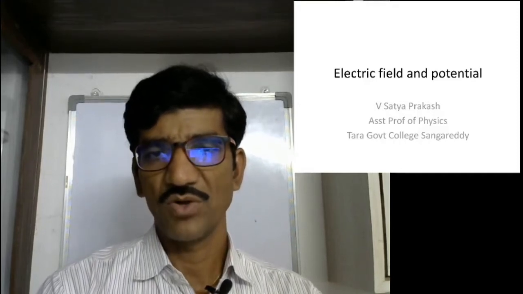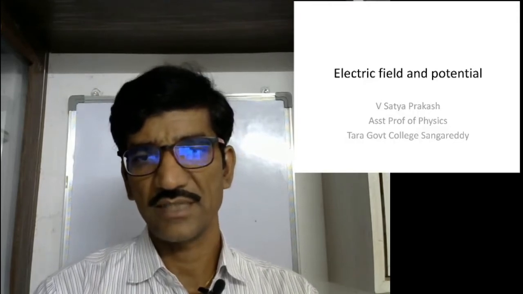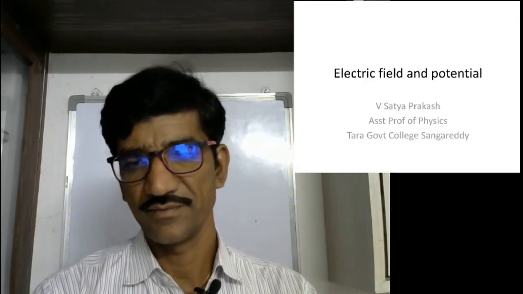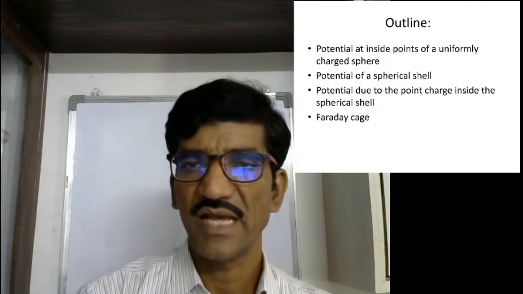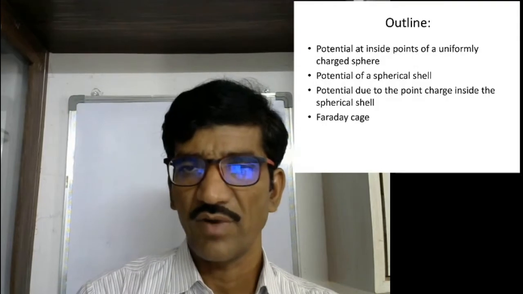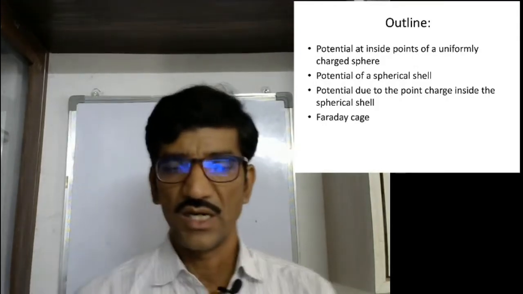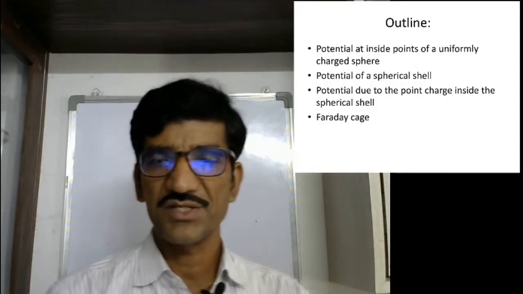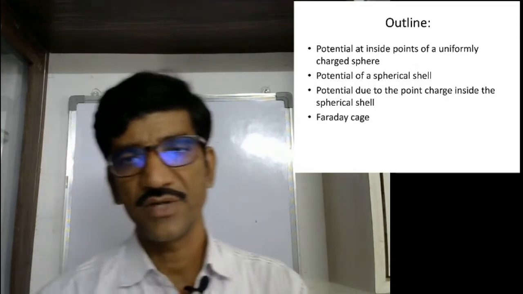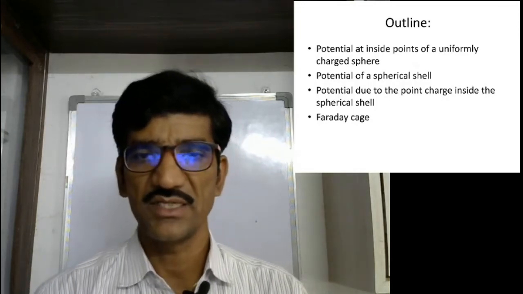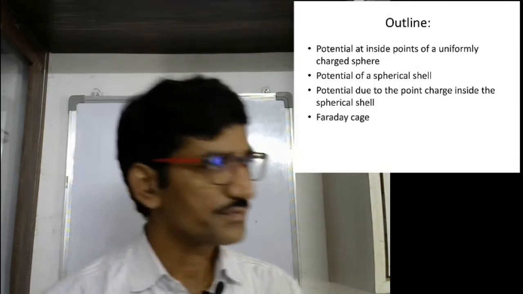Hello, welcome to all. Today we are going to continue with electric field and electric potential. The outline of today's lecture is the potential at inside points of a uniformly charged sphere. In the previous lecture, we calculated the potential at the outside points of a uniformly charged sphere. Today we will calculate the potential at the inside points.